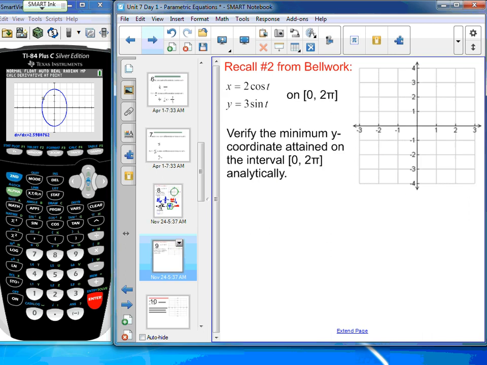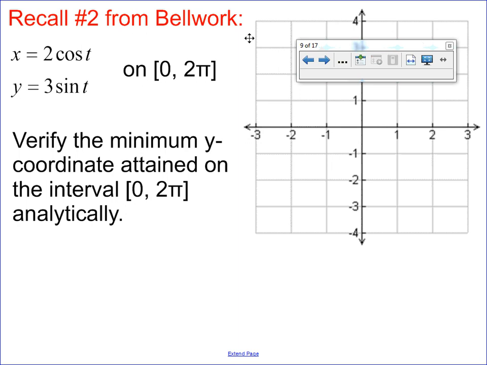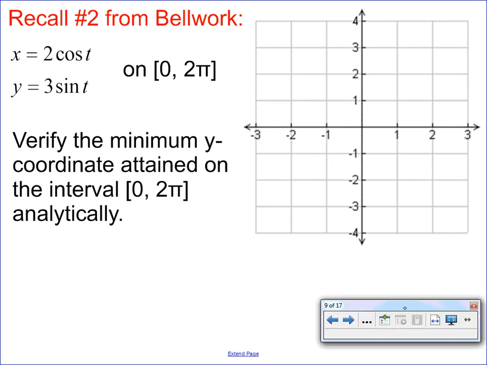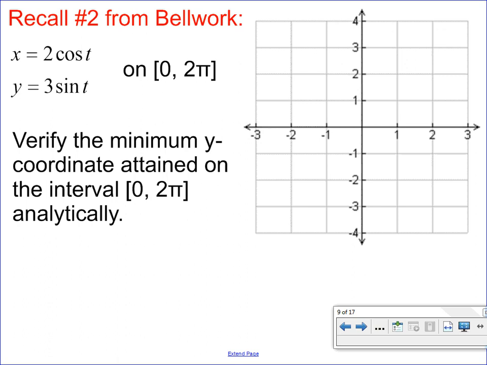What else? Well, we could verify the minimum y coordinate attained on the interval 0 to 2 pi analytically. Analytically means we're not doing second calculate max or min with our grapher. We're doing it using our calculus analysis, using optimization or a y prime number line and so on and so forth. So let's go ahead and find the minimum y coordinate attained on the interval 0 to 2 pi analytically. So what are we trying to do? Well, we're trying to minimize y.